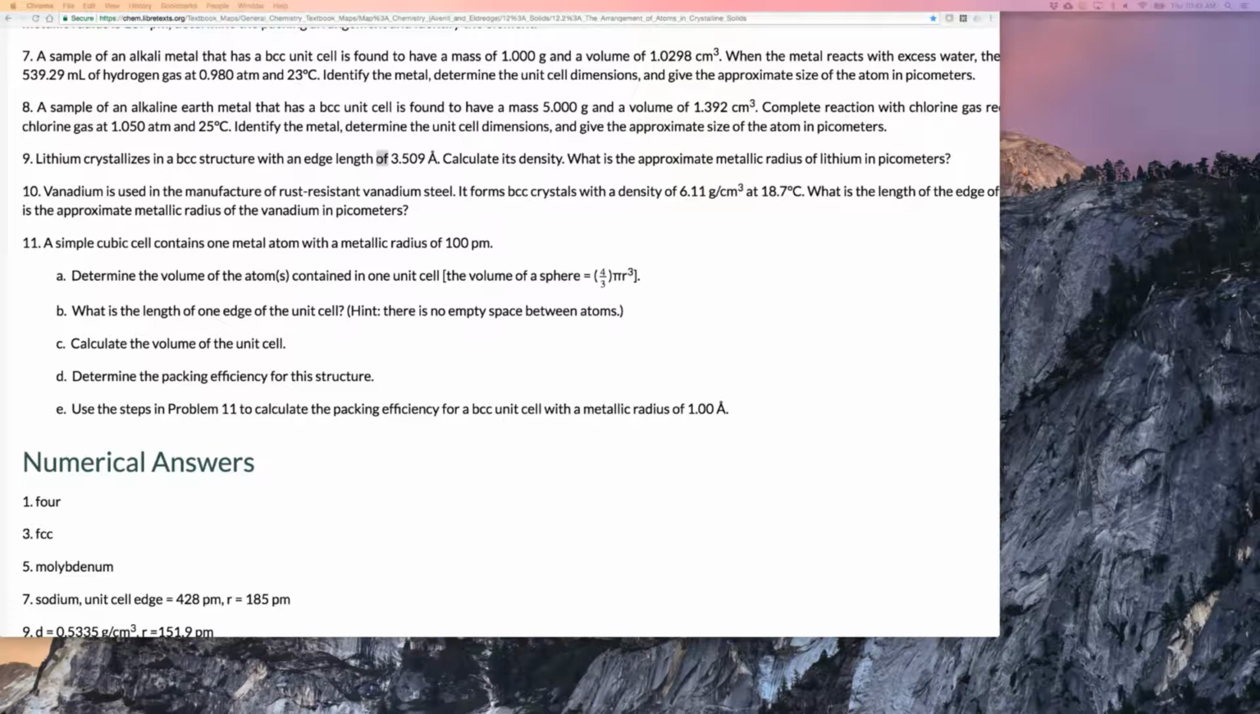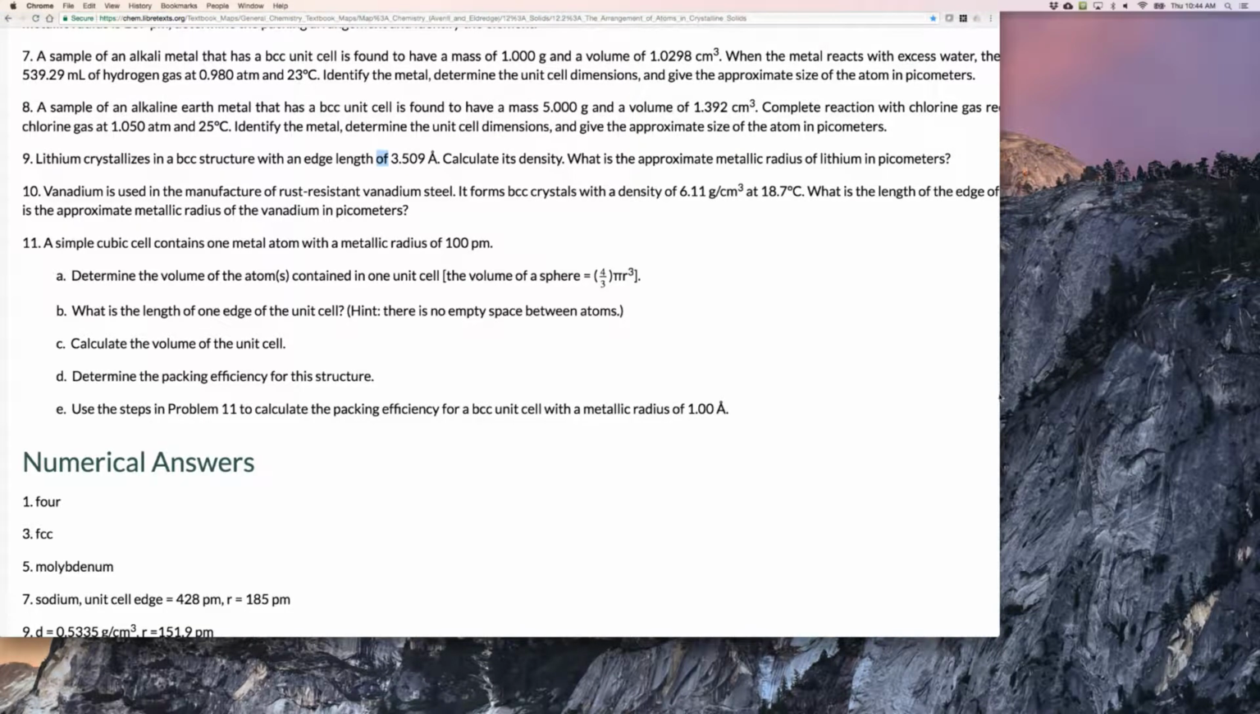Today's focus is going to be on solids, particularly solving computational problems that have to do with density, atomic radius, and edge length. I know this text is a little small, so I'm going to read this out. This was placed into the supplemental materials as a website, and we're going to look at question number 10. It says vanadium is used in the manufacturing of rust-resistant vanadium steel, right? So it's an alloy. It forms a body-centered cubic crystal, and it has a density of 6.11 grams per centimeter cubed at 18.7 degrees Celsius.